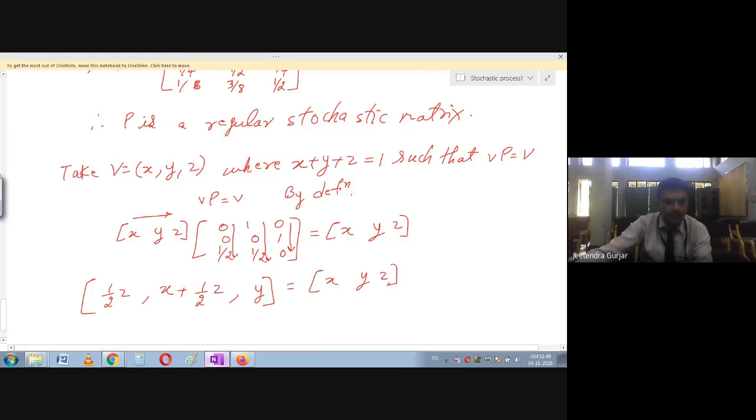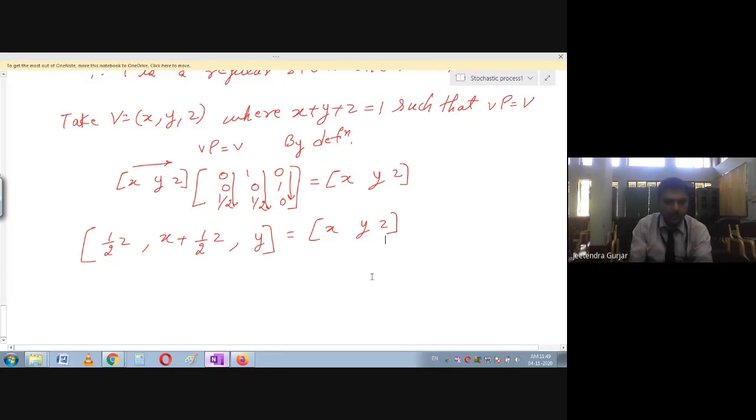So please try, tell me the answers. Corresponding elements are equal. Please remember, this is equal to this. Similarly, this is equal to this, and this is equal to this. Therefore I can write like this: 1 upon 2 z is equal to x. Similarly, x plus 1 upon 2 z is equal to y, and y is equal to z.